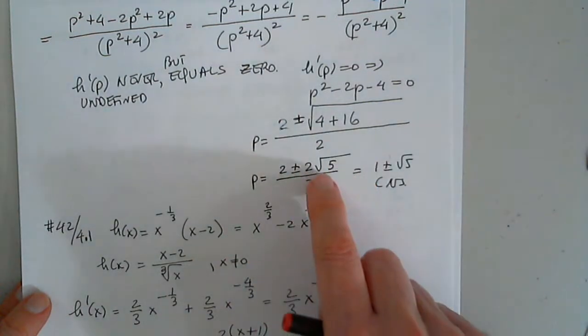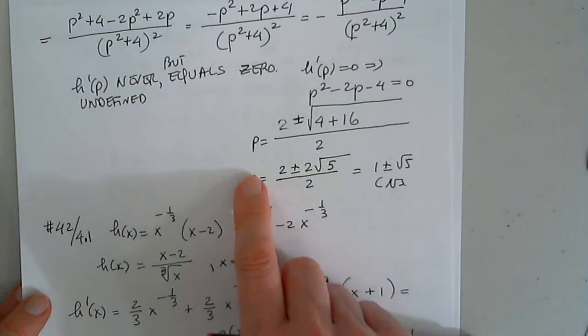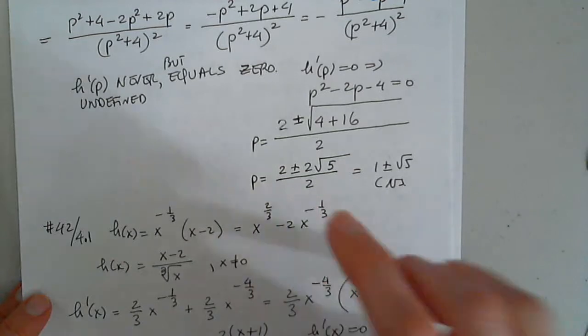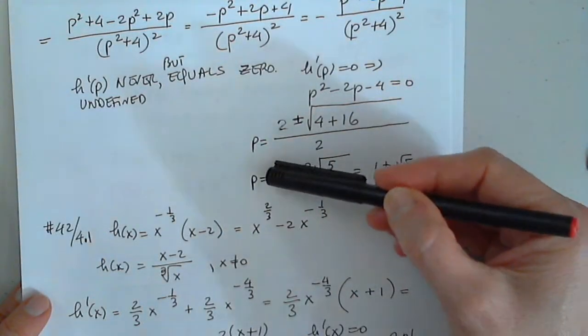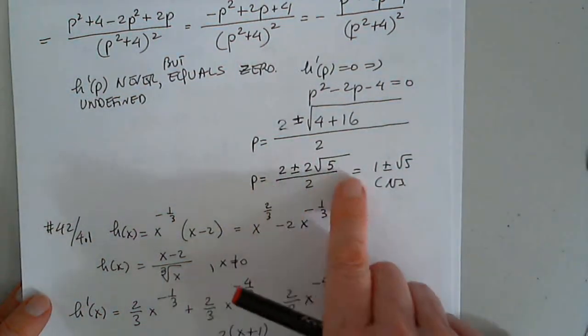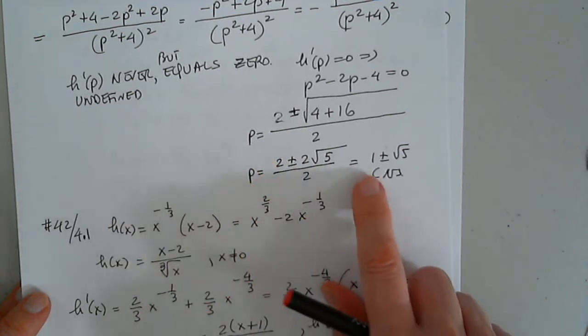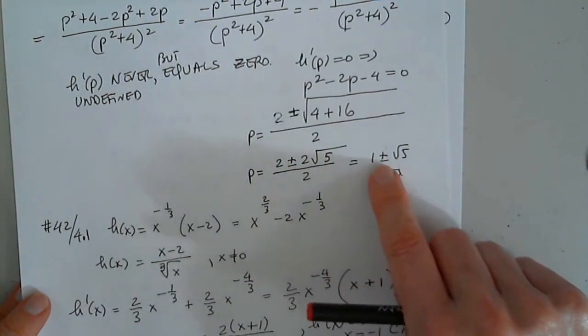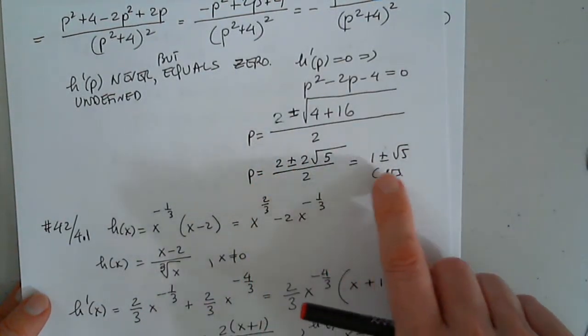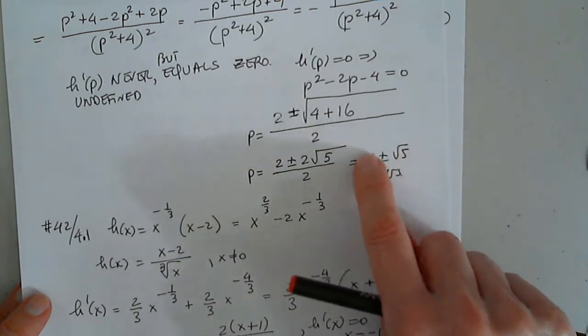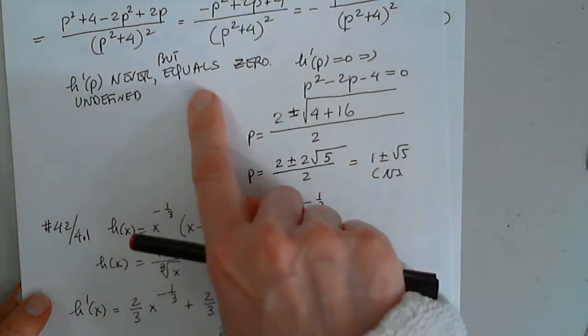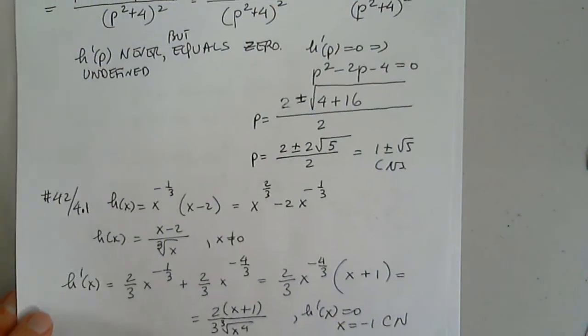You separate in two fractions, or you factor out 2 to simplify. You cannot cross out this with this or just this with this. You either separate into two fractions. 2 over 2 will become 1, plus or minus 2 the square root of 5 over 2 is the square root of 5. So these are the critical numbers, only from h prime being 0.